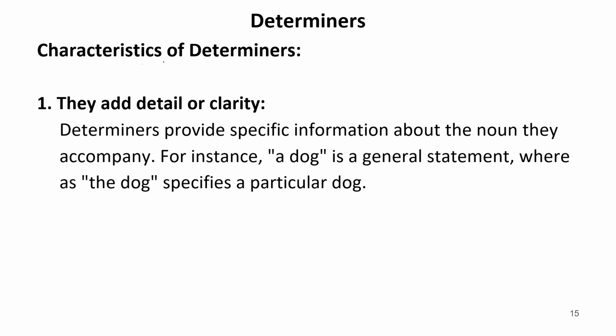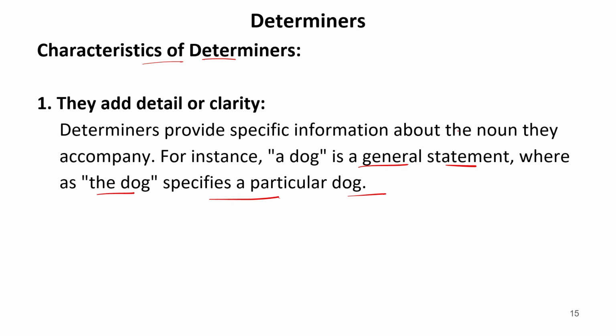Now we have some characteristics of determiners. What are the characteristics of determiners? The first thing about determiners is that they add detail or clarity. Determiners provide specific information about the noun they accompany. For instance, "a dog" is a general statement, whereas "the dog" specifies a particular dog.